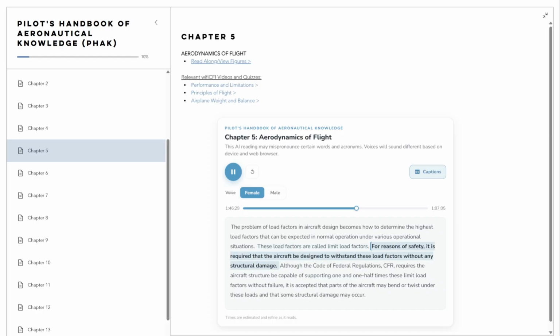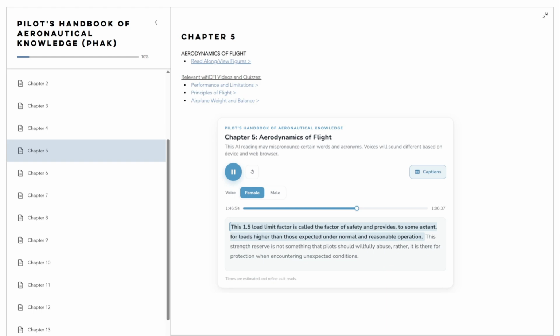For reasons of safety, it is required that the aircraft be designed to withstand these load factors without any structural damage. Although the Code of Federal Regulations, CFR, requires the aircraft structure be capable of supporting 1 1/2 times these limit load factors without failure, it is accepted that parts of the aircraft may bend or twist under these loads and that some structural damage may occur. This 1.5 limit load factor is called the factor of safety and provides, to some extent, for loads higher than those expected under normal and reasonable operation.